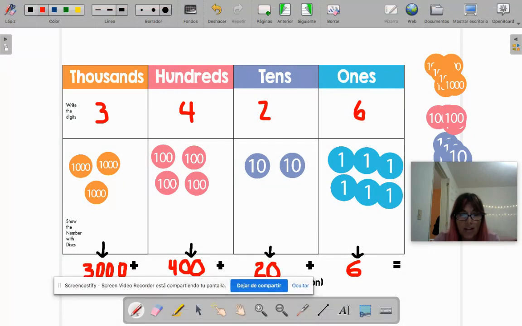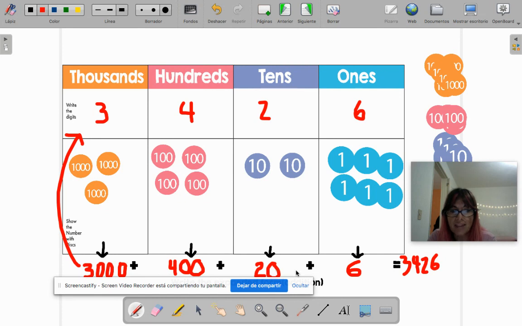So 3,000 plus 400 plus 20 plus 6 at the end is this number that we have at the top in standard form. It is 3,426. Here, boys, this is the first time you see this, so you might get a little confused.